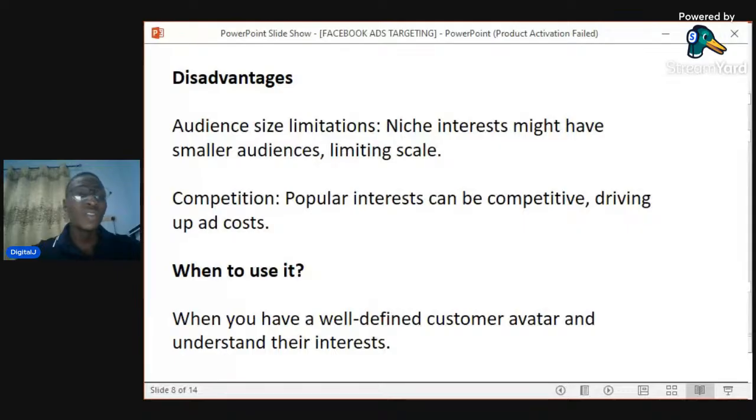So when you know that you are in a competitive niche, if you cannot increase your budget, make sure that your creatives are on point. Make sure that your creatives are eye-catching.